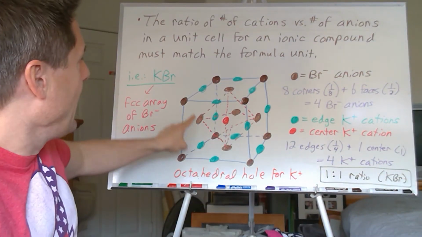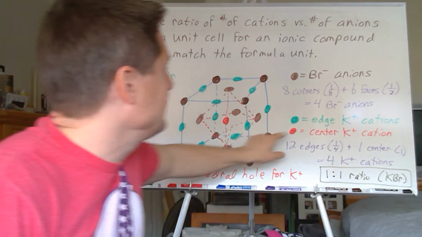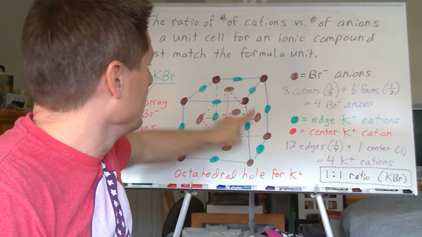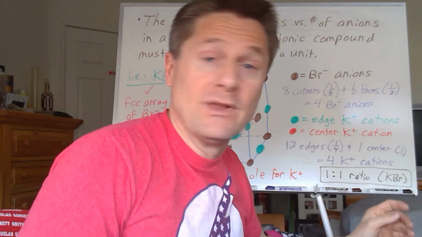Well, I drew in green all the potassium cations on the edges, which are shared by 4 unit cells, right?